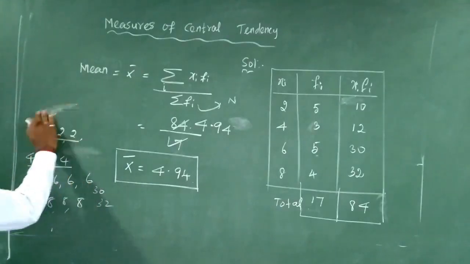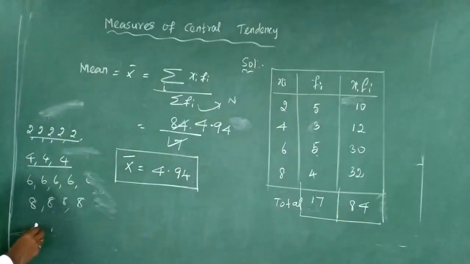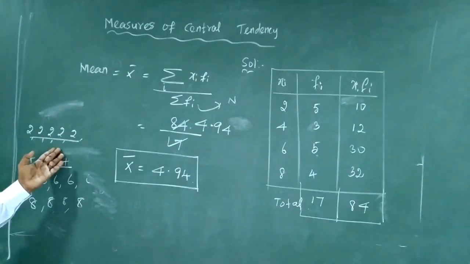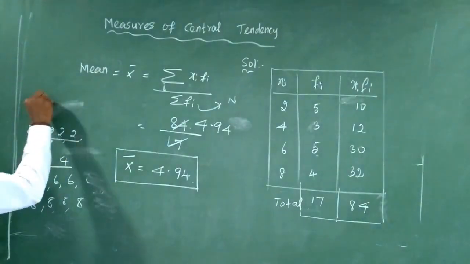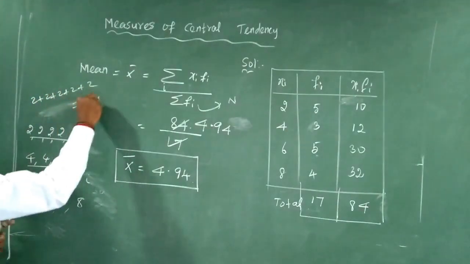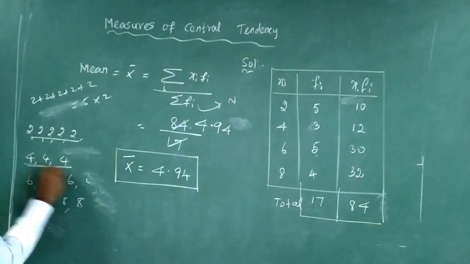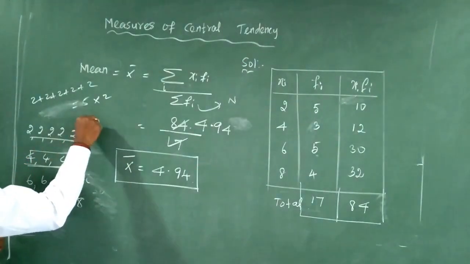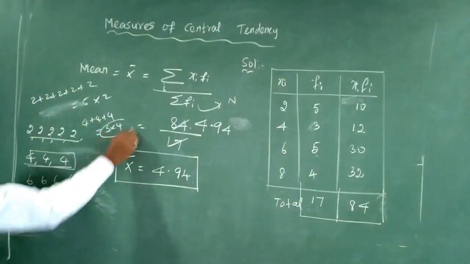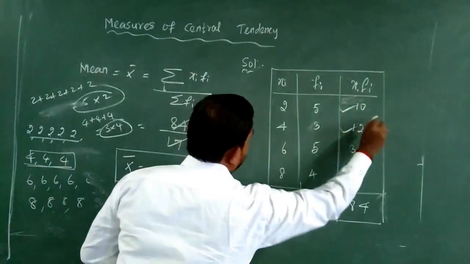So your calculation is nothing but the sum of observations divided by the number of observations. Now we are going to give the name. Sum of observations: the sum of these 5 2s is 5 into 2, that is 2 plus 2 plus 2 plus 2 plus 2. How many 2s? 5 2s. We can write as 5 into 2. Similarly, the sum of these 4s, that is 4 plus 4 plus 4, is nothing but 3 into 4. So this thing is written here.